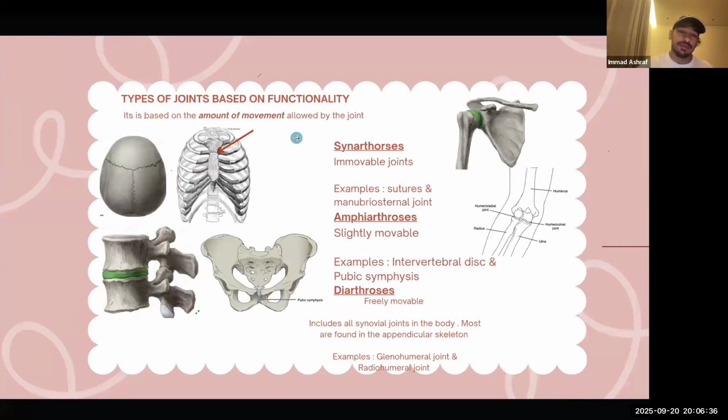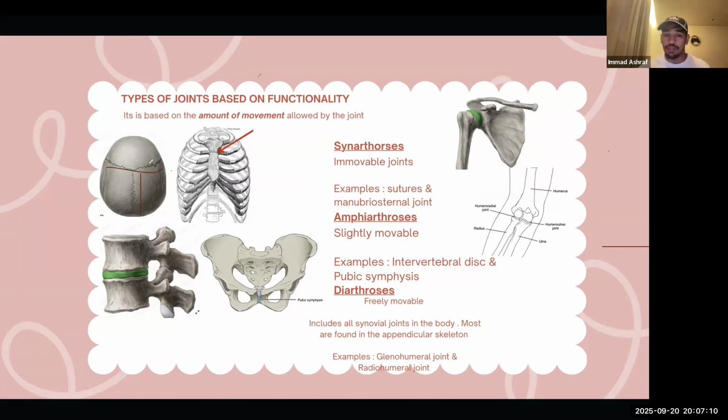So there are so many different classifications, and unfortunately, you need to know everything. Based on functionality, there are three different types, and this depends on how much movement the joints allow, right? So we have synarthrosis, which are immovable joints. These joints can't move, even though that's supposed to be the function of a joint. They can't move. Ironic. So sutures, right? Sutures, you can't move. If these move, then you're in trouble. So these are synarthrosis.